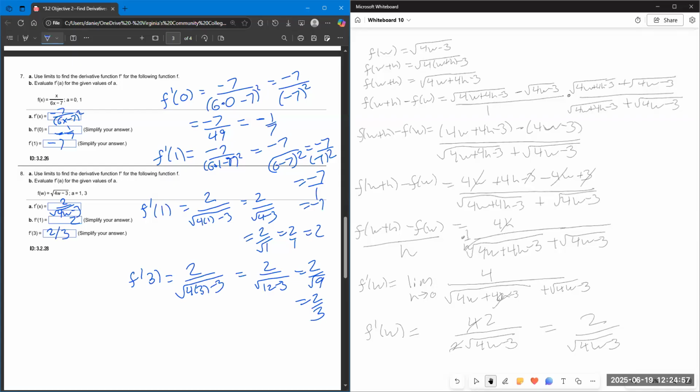We'll come back next time and talk about 3.2, objective 3, where we obtain the graph of the derivative function from the graph of the function.